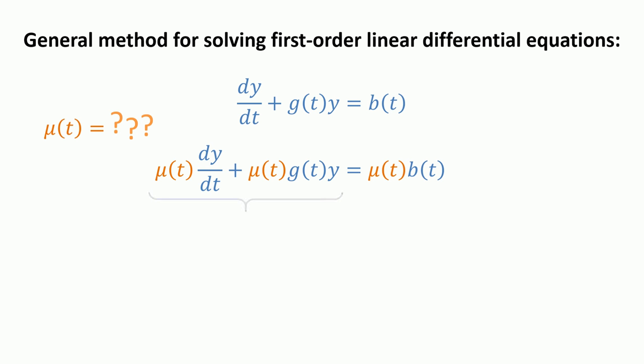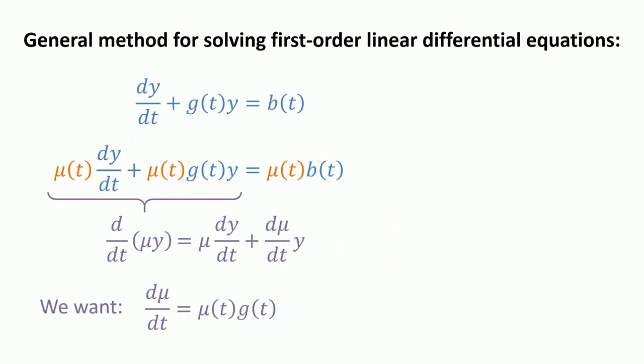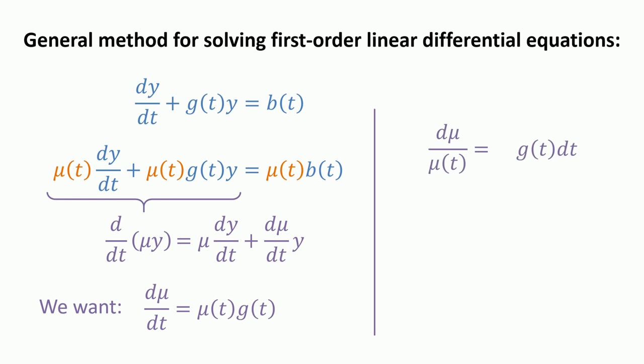We want the left side to be the derivative of the product of mu of t and y. Don't forget that mu and y are really functions of t, even though we don't always write the t. By the product rule, the derivative of mu times y is mu times dy dt plus d mu dt times y. Matching up the terms in the product rule with those in the differential equation, we see that we want d mu dt to equal mu times g. But now we have a separable differential equation that we can solve for mu. Separating variables, we find that d mu over mu equals g of t dt.